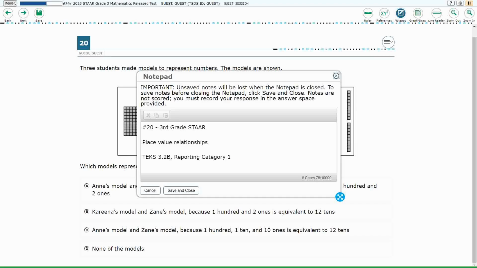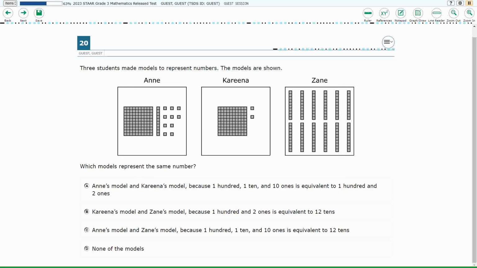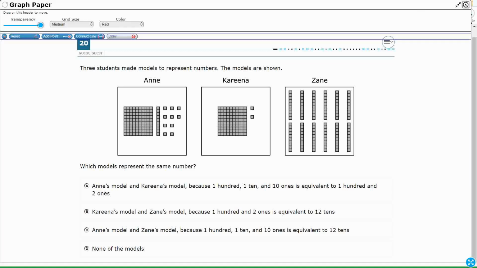For number 20, we are looking at place value relationships. This is TEKS 3.2b in reporting category 1. So what we have here is three different numbers that are represented. We need to find which models represent the same number. So it's either going to be Anne and Karina, Karina and Zane, Anne and Zane, or none.